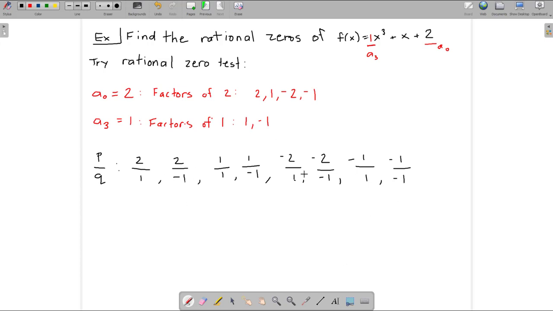And so if we simplify these, you'll notice that you get a lot of repeats, and that's good. You only have to check each one once, right? So if I reduce these, this one's 2, this one's negative 2, right? 2 divided by negative 1 becomes negative 2. I have 1 here, I have negative 1 here, and then this one will give me negative 2 again, so I have that already. This one will give me positive 2, because negative and negative makes positive, so I don't have to list that one again. And then the same for these ones, I already have these listed, because this one becomes negative 1, this one becomes positive 1. So these are all the unique p over q's that I have.